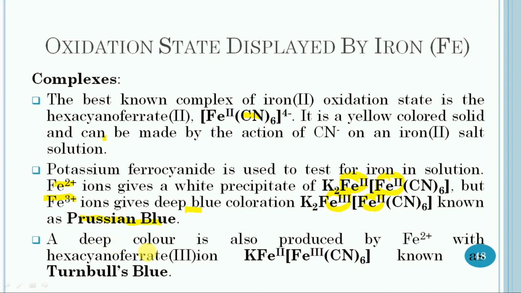A deep color is also produced by iron 2 plus with hexacyanoferrate 3 ions having this formula. In this case, this iron has 2 plus oxidation state and this has 3 plus oxidation state, and it is known as Turnbull's blue. So it is all about the complexes of iron 2 oxidation state.